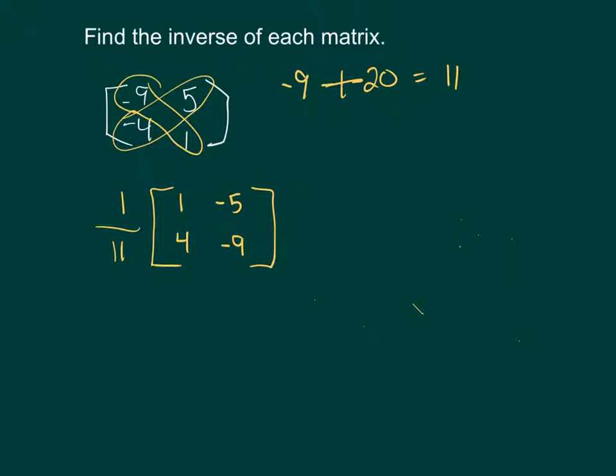Now we just distribute the 1 over 11. So 1 times 1 over 11 would be 1 over 11. 4 times 1 over 11 would be 4 over 11. Negative 5 times 1 over 11 would be negative 5 over 11. And then negative 9 over 11. So that is your multiplicative inverse of that matrix.